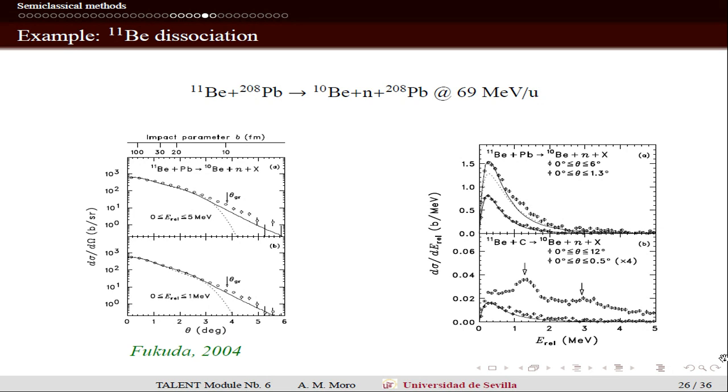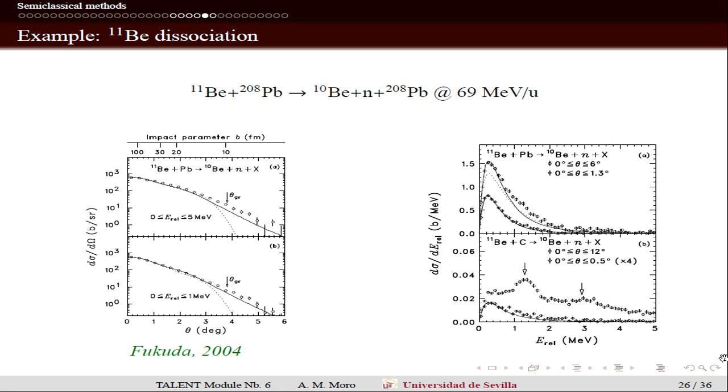This relative energy is simply the energy between the neutron and the beryllium 10. So the total excitation energy will be this number plus the separation energy. So you have, in this case, to sum 0.5 MeV for the excitation energy with respect to the ground state. So 0 means here 0 relative energy between the neutron and core. This is just the breakup threshold. And this is the cross section.